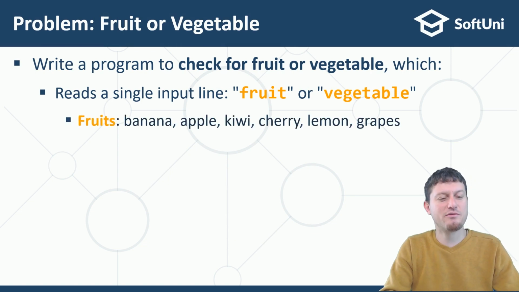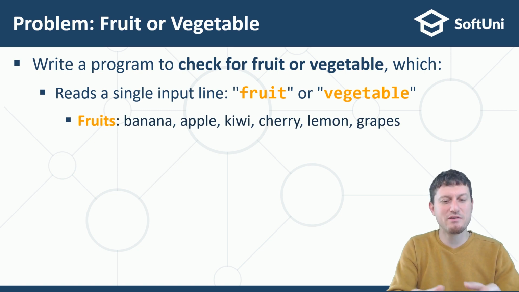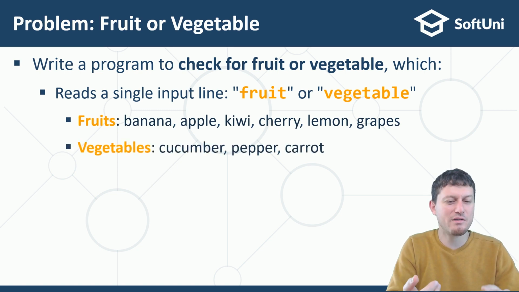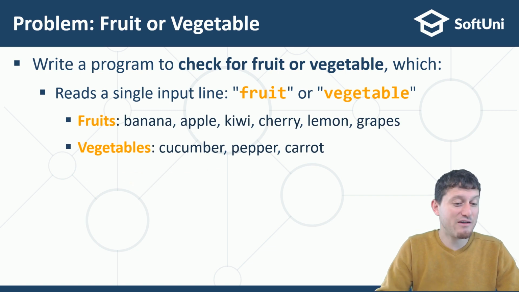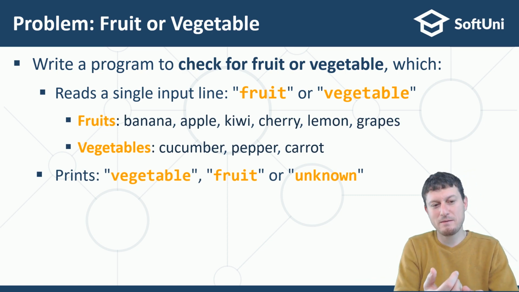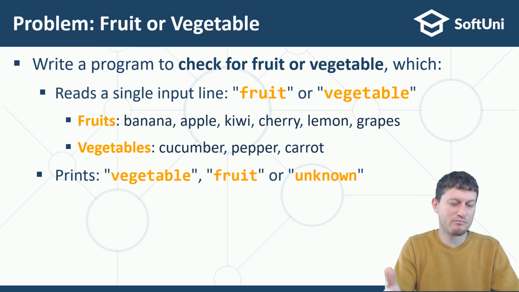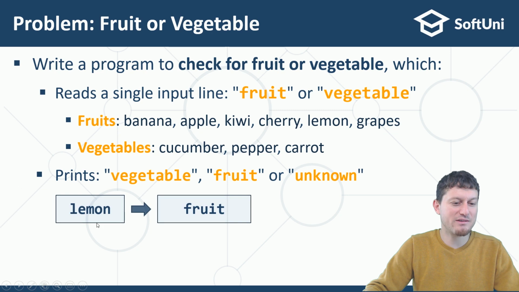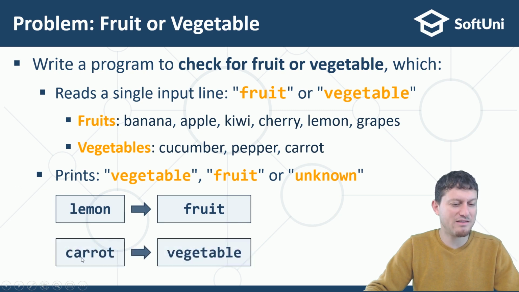So we consider that fruits are banana, apple, kiwi, cherry, lemon and grapes, and vegetables are cucumber, pepper and carrot, and everything else is a noun. So it just needs to read some input to check whether it is among these fruits or vegetables, and print either fruit or vegetable or a noun. This is an example. If we enter lemon, it should produce fruit. If we enter carrot, we should produce vegetable. If we enter, for example, coffee, it should print a noun.